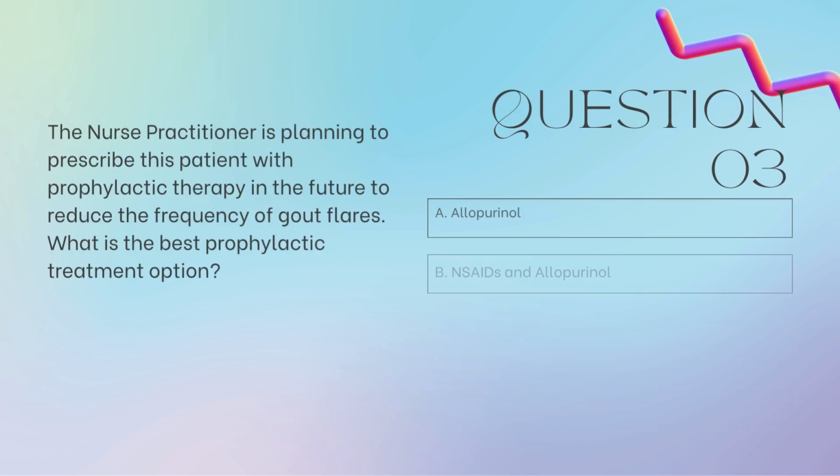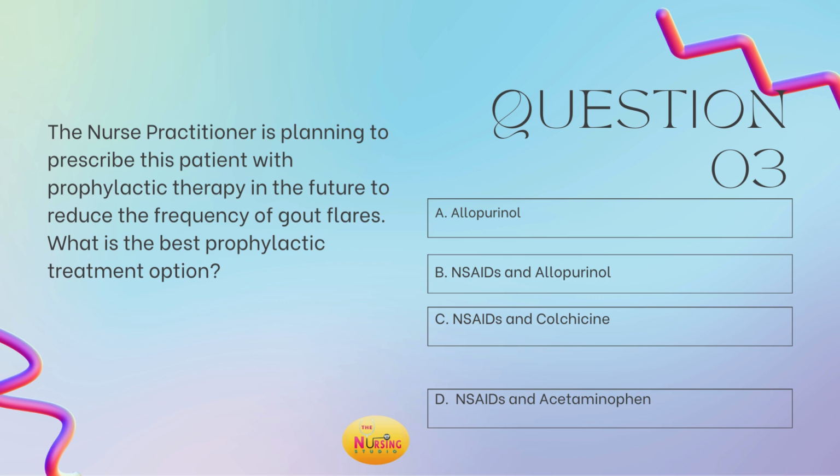And then lastly, question number 3 for today. The nurse practitioner is planning to prescribe the patient with prophylactic therapy in the future to reduce the frequency of gout flares. What is the best prophylactic treatment option? Is it A, allopurinol, B, NSAIDs and allopurinol, C, NSAIDs and colchicine, or D, NSAIDs and acetaminophen? Take a moment and tell me what you got in the comments.